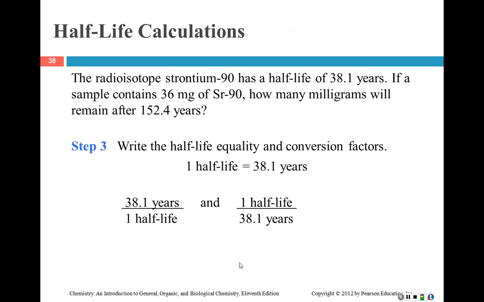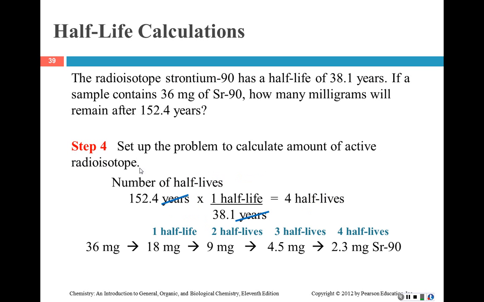Okay, so the equality for this is 1 half-life of strontium-90 is equal to 38.1 years. So remember, our conversion factor can go top or bottom. Except we have 152.4 years, right? So 152.4 years times the conversion of 1 half-life to 38.1 years gives you 4 half-lives.